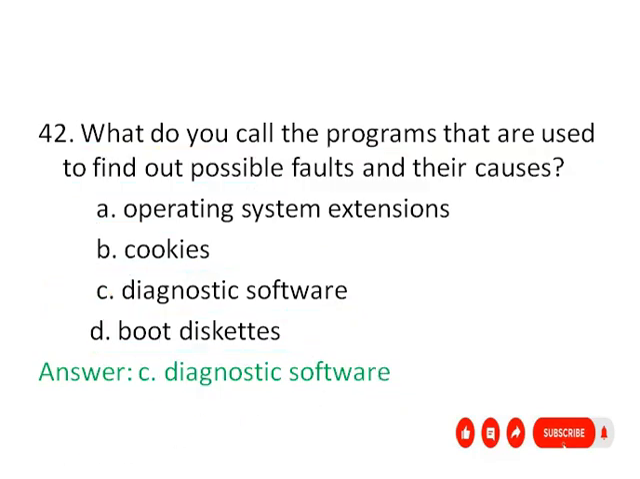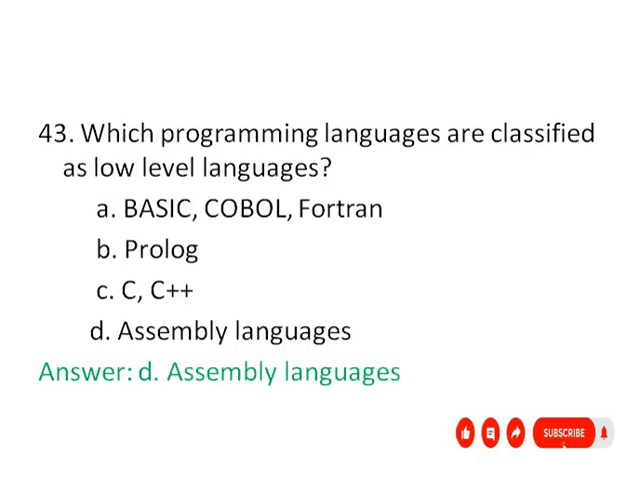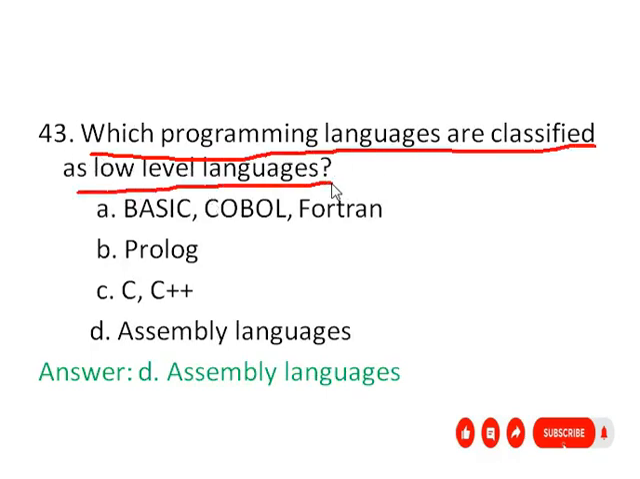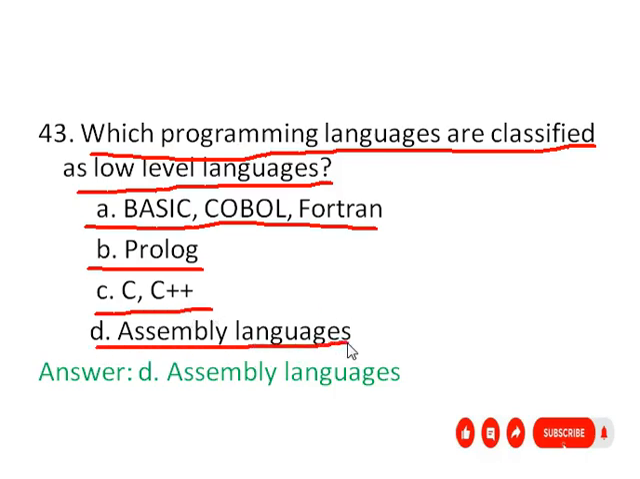Our next question is, which programming languages are classified as low-level language? Here given options are option A, BASIC, COBOL, Fortran. Option B, Prolog. Option C, C++. Option D, assembly language. So here correct answer is assembly language.